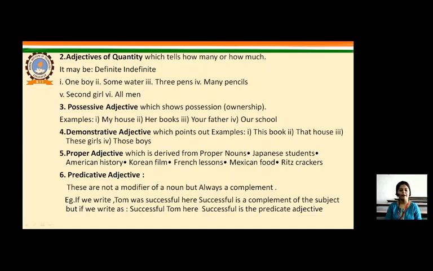Similarly, if we write Tom was successful, here successful is the predicative adjective. But if you are mentioning, like, who was successful, he was successful. So in he was successful, again you will be using this as a general noun. But if you're referring to some particular proper noun and you are using it in the predicate form, then it becomes the predicative adjective.